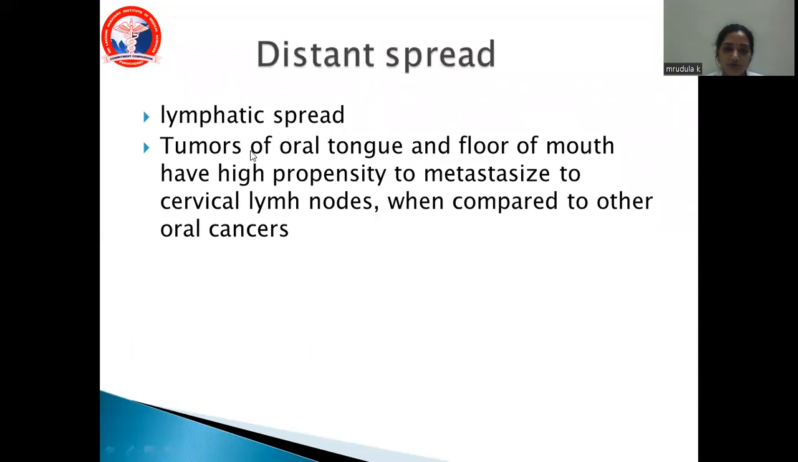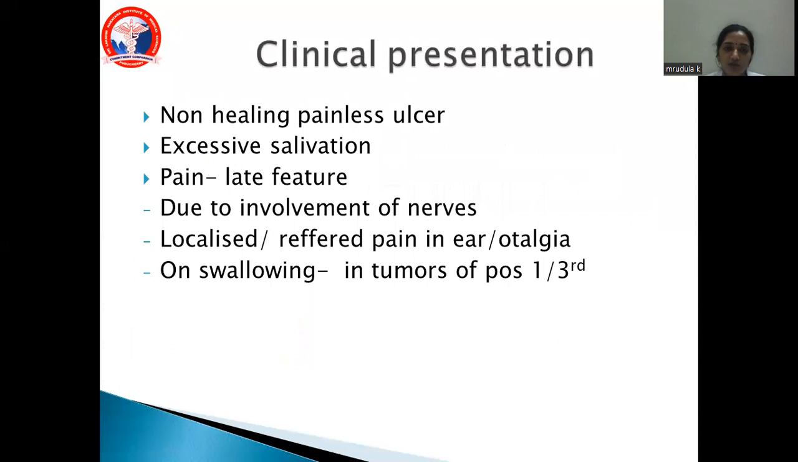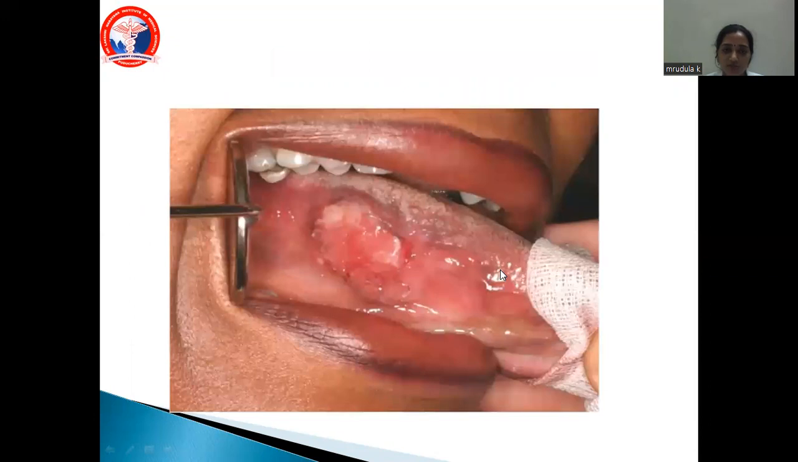So that is about local spread. Distant spread is through the lymphatics, to the lymph nodes of the neck. Tumors of the oral cavity and floor of the mouth have a high propensity to metastasize to the neck lymph nodes when compared to any other oral cancers. Generally, patients present with a non-healing painless ulcer, excessive salivation because of irritation caused by the ulcer, and pain, which is a very late feature, mostly due to involvement of nerves. There is a referred pain because of common innervation by the glossopharyngeal and trigeminal nerves, and pain on swallowing in posterior one-third tumors.